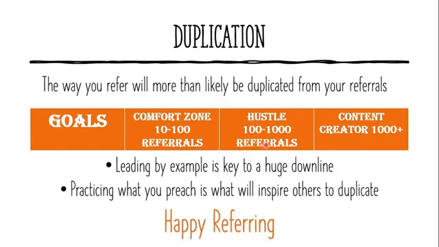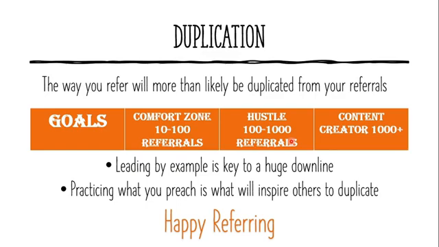So this is where you have to ask yourself, how big do you want your line to be? If you are just doing this in your comfort zone, you're looking at 10 to 100 referrals. Each of your 10 is going to duplicate what you do and get another 10, and another 10. But if you leave that comfort zone and you hustle, they begin to duplicate that, which is 100 to 1,000 referrals. Not everyone will duplicate you, but the ones that do are the ones that are going to grow your downline.